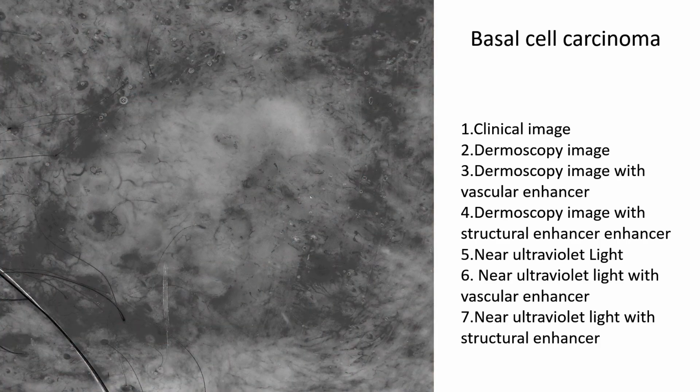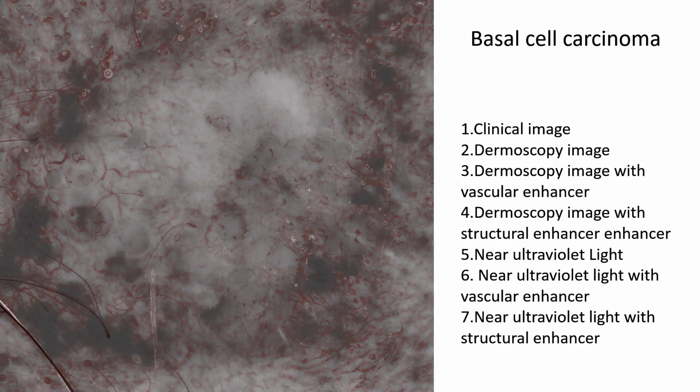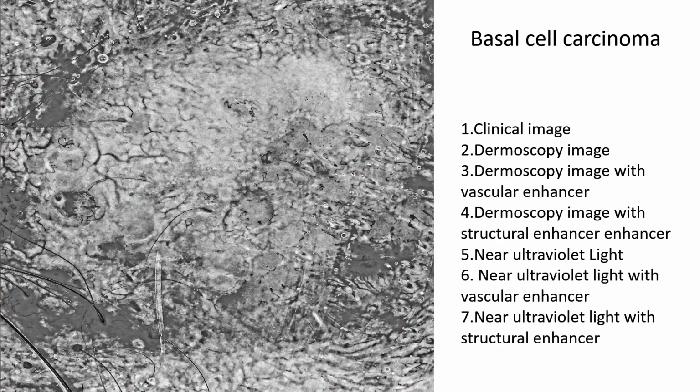In the near ultraviolet light, you don't see it particularly well, but the near ultraviolet light with the vascular enhancer, you see it slightly better. In the near ultraviolet light with the structural enhancer, you see it quite well. So by using these various softwares, you're able to make a better definitive diagnosis, in this case, a basal cell carcinoma.